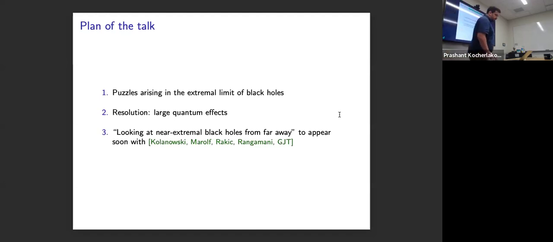Then in the last part of the talk, I will describe some upcoming work with a great postdoc from UCSB, Maciej Kolanowski, Don Marolf, Ilya Rakic, a student at UC Davis, and Mukul Ragamani. I was hoping it would appear already, but it will probably take a week or so.